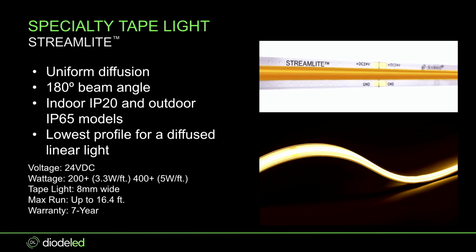So obviously, as you know, with Diode LED, we have the first and second longest warranty in the industry, 12 years at the Valent and Valent X series, our 12 millimeter tape light, and then 7 years at STREAMLITE, Blaze X, right? Very, very non-restrictive warranty as well.